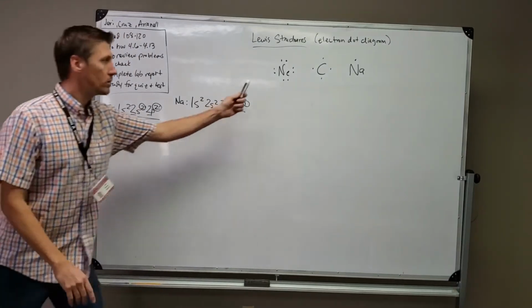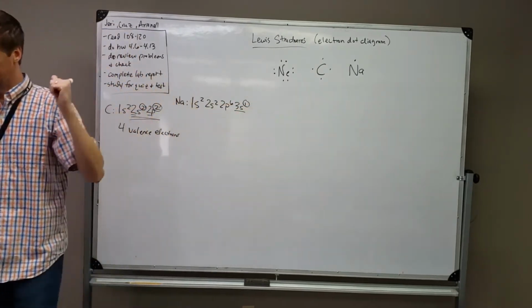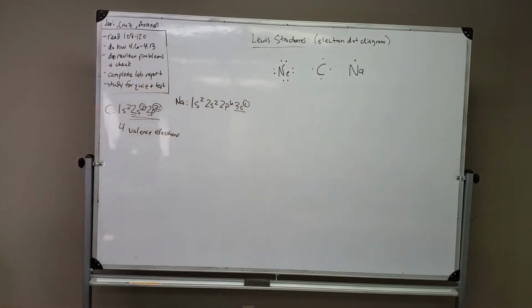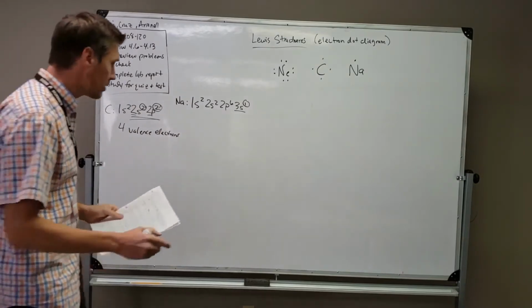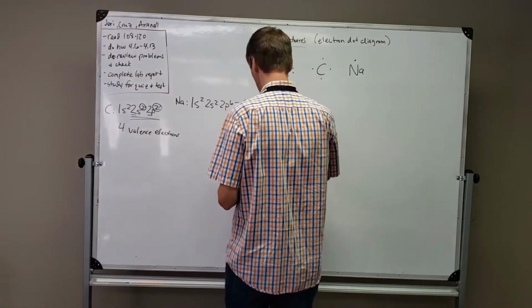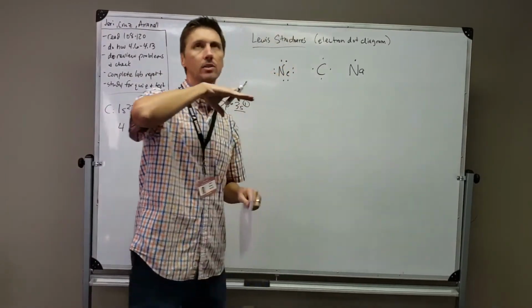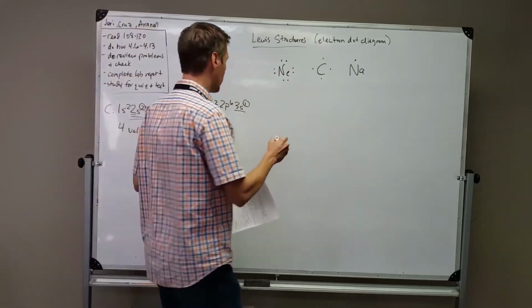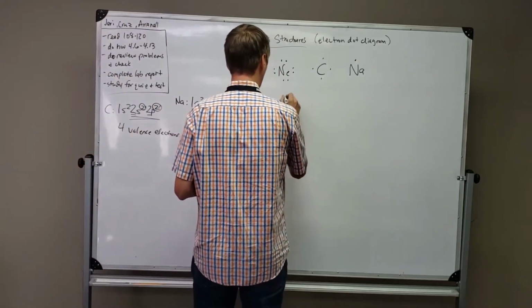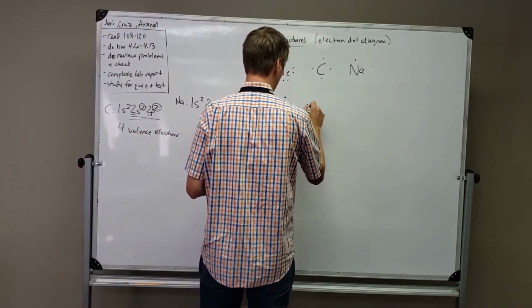But like I said, they all want to be like neon. They want to have 8. They want to have an ideal electron configuration. I'm just going to write down all of the elements on row 3 of the periodic table so that you can see what the Lewis structure looks like for each of these.